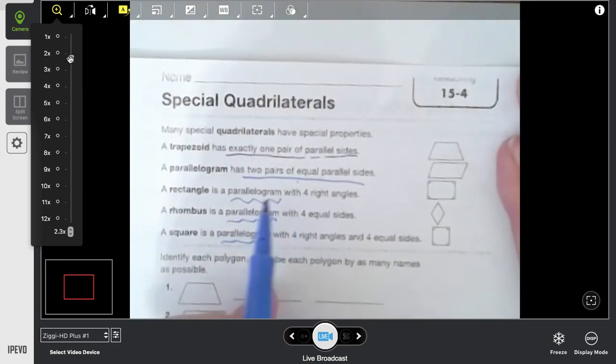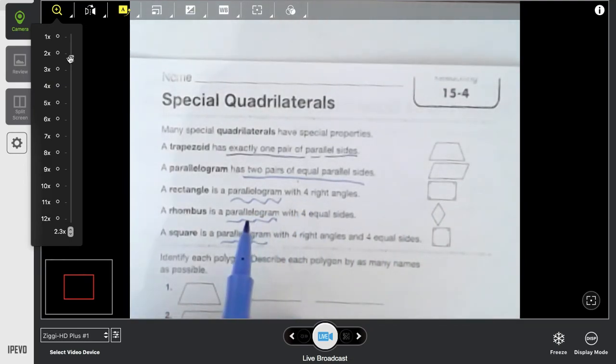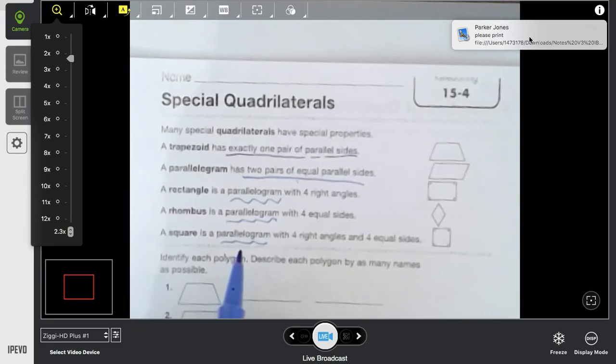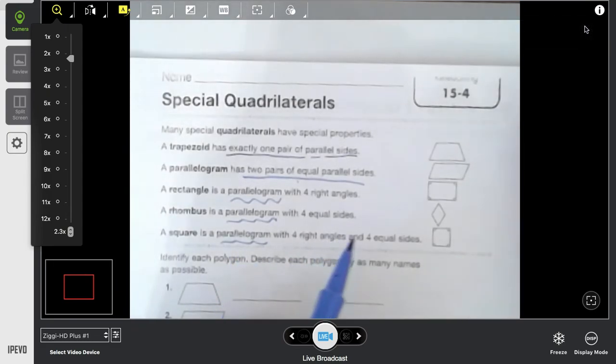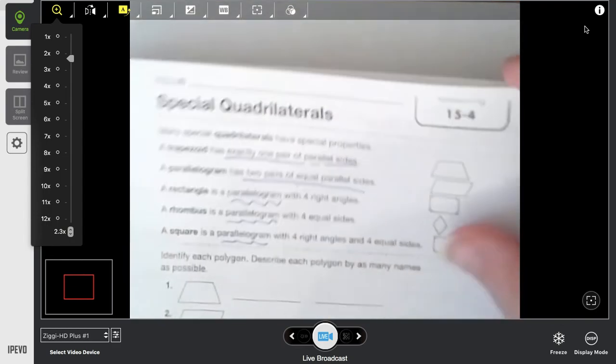So a rectangle is a parallelogram and it has to have 4 right angles. A rhombus is a parallelogram and it has to have 4 equal sides. A square is a parallelogram and it has to have 4 right angles and 4 equal sides. So in order to be qualified as a square, it has to have all of those characteristics. Okay? All right, so let's look at number 1.